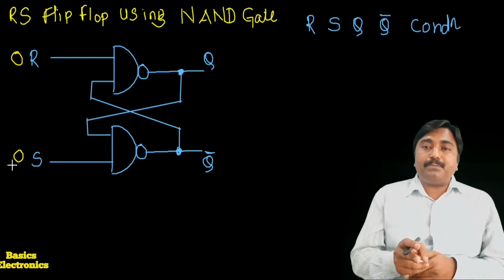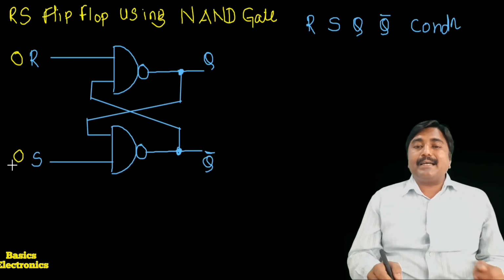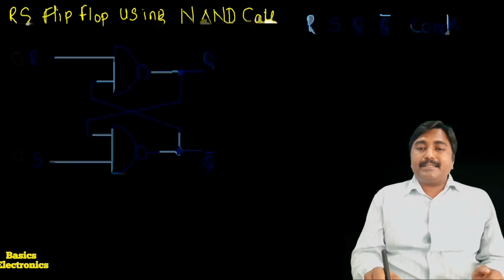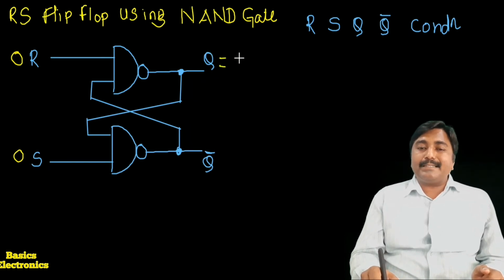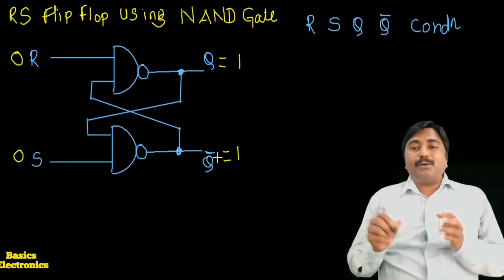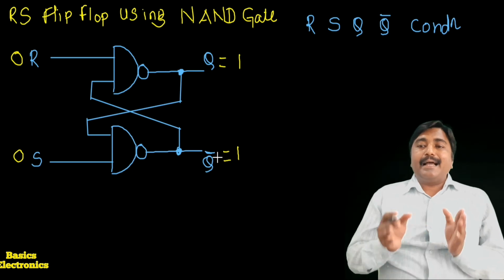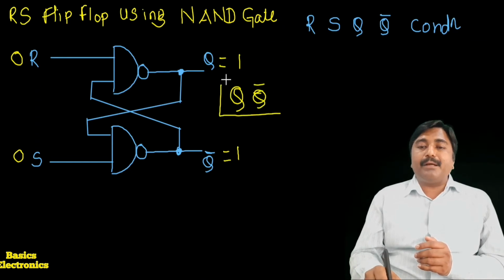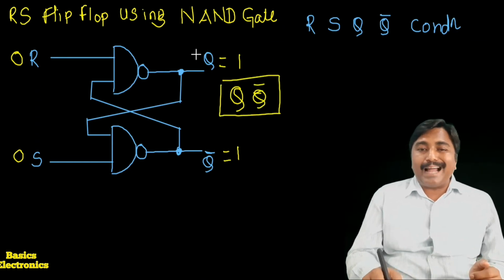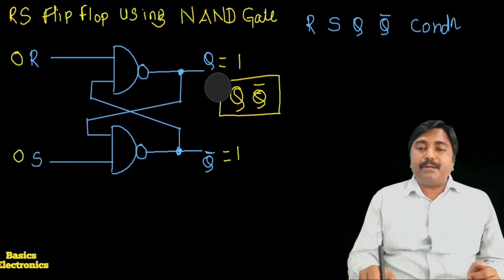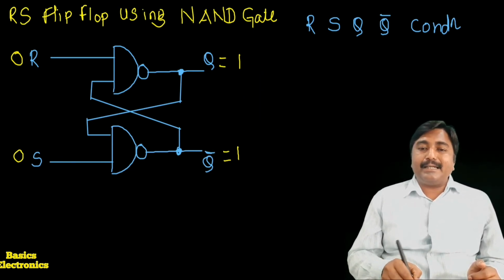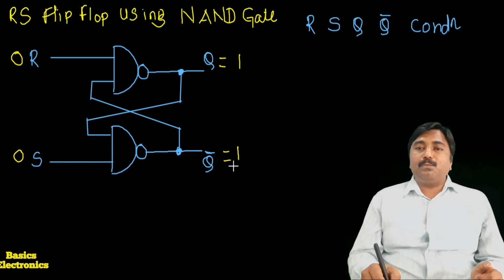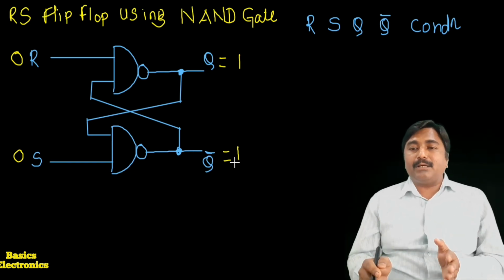If any one input is logically low, then its output is equal to 1. Theoretically, we get Q equals 1 and Q bar is also equal to 1. As per the flip-flop theory, Q and Q bar are always complement to each other, and in this condition we get Q equals 1 and Q bar also equals 1.